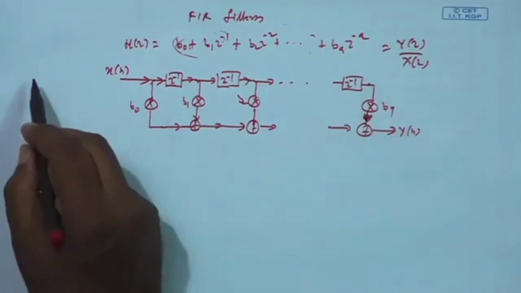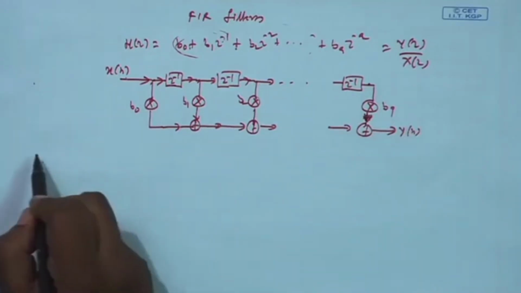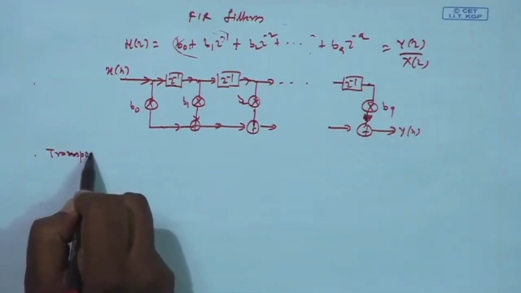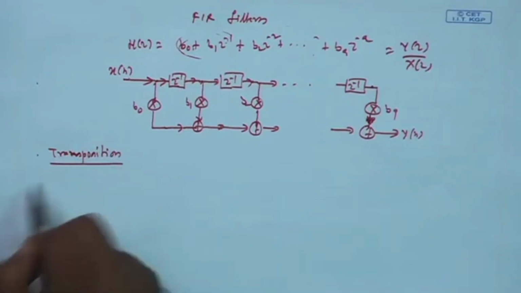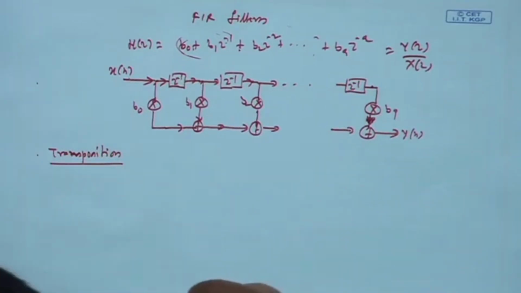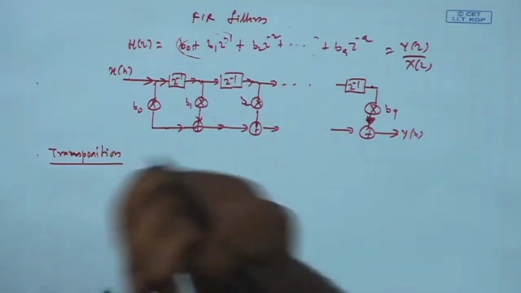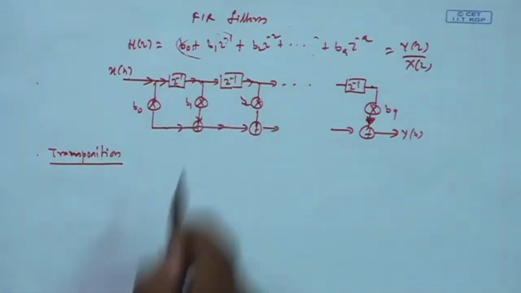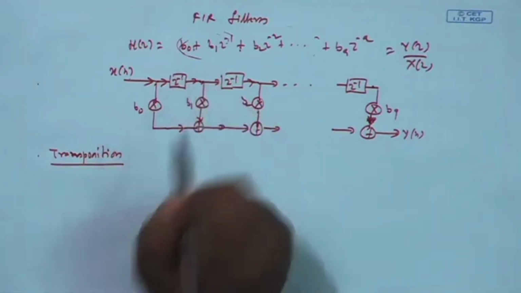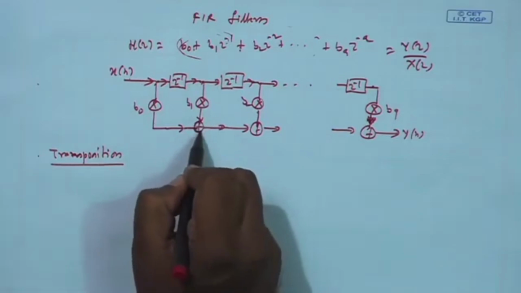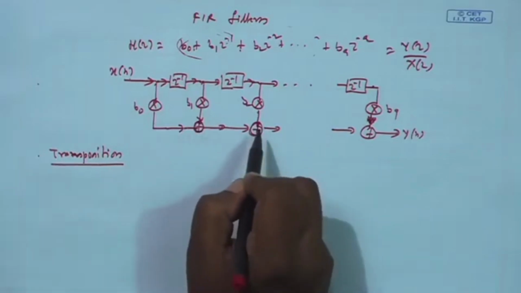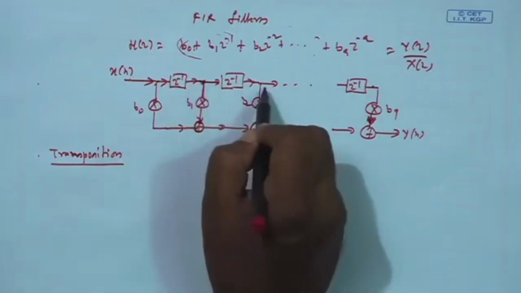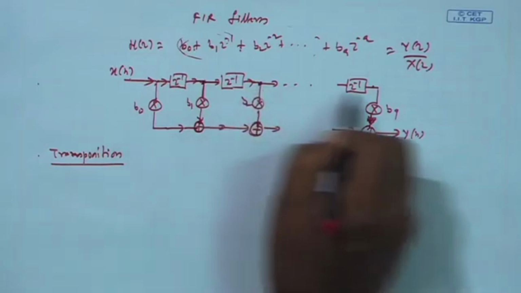You can get another form by using transposition. Transposition actually comes from graph theory. There is a transposition theorem. We will not get into that here, but that is very useful in our network analysis. But you can apply transposition here by simply following a rule that you find out the nodes. There are two kinds of nodes here. Say adder, I take adder as one node, and these are called branching points. They are adders and then there are branching points.